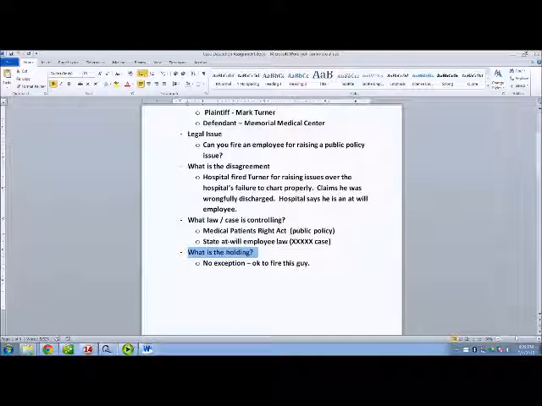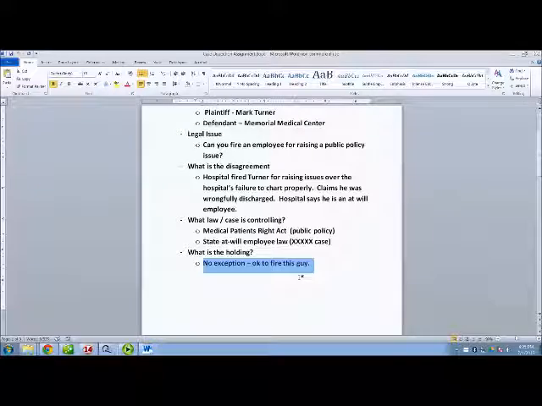Then we need to know, what is the holding? So after the judges have heard the disagreement, they've looked at all the controlling law, what is the answer to the legal issue? And in this case, there's no exception to the at-will employment law for public policy under the Medical Patient Rights Act. So it's okay to fire Turner.